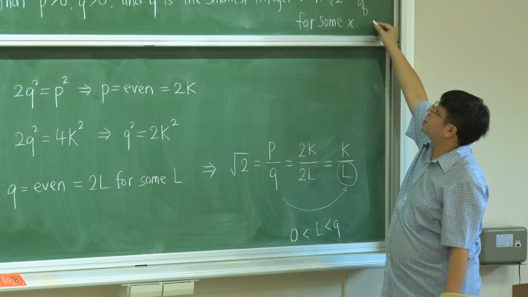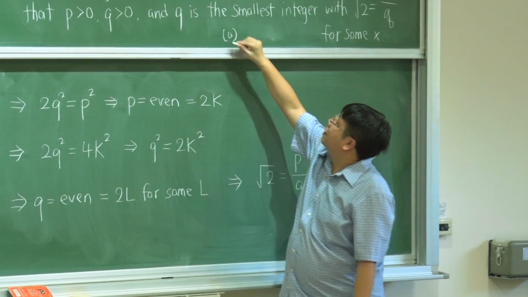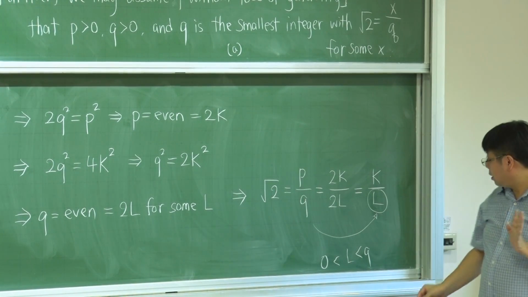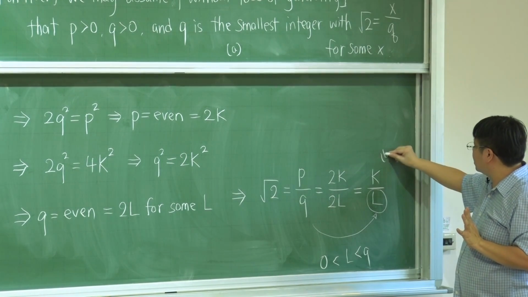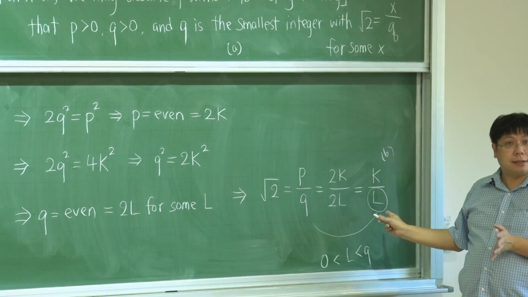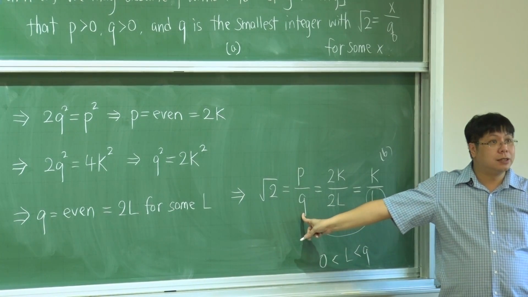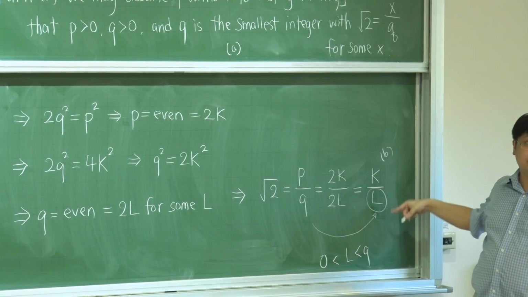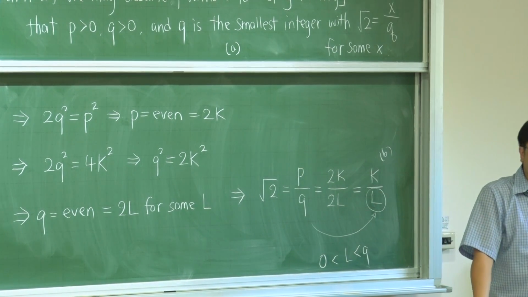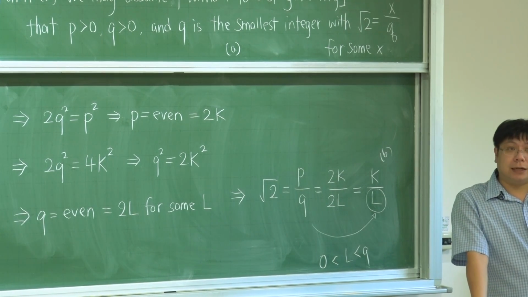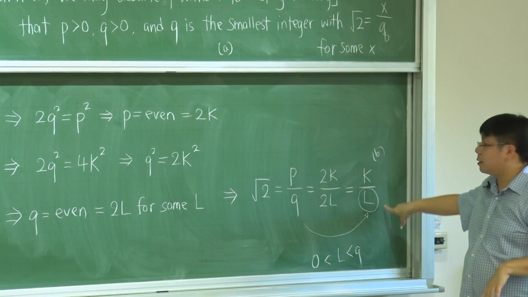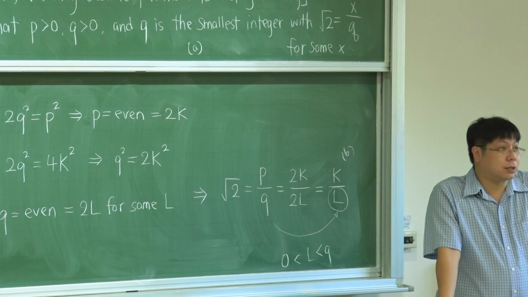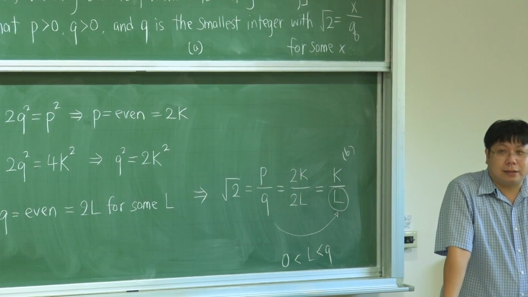So this sentence, let's call it A. A says q is the smallest integer that you can put. And if you look at this statement, let's call it B, it says that q is not the smallest integer, because there is something even smaller than q that you can put as a denominator. So A says q is the smallest. B says q is not the smallest. So these two together will give us a contradiction. Is that okay?